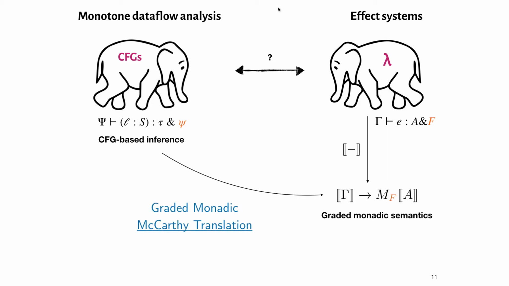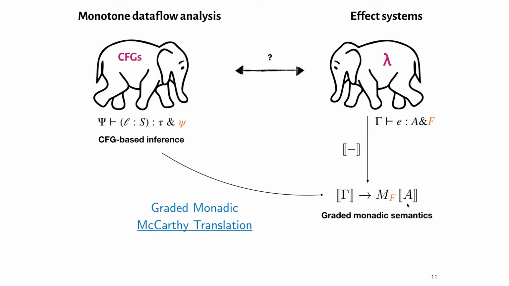So in the paper we show that you can characterize monotone data flow analysis in such a way over control flow graphs that they can then be translated over into a graded monadic semantics by just following McCarthy's translation from imperative programs into functional programs. So we take this classic transformation, but we map to a graded monad space. We show that this gives us a sound way to transport across classic data flow analysis into this functional world and map these classic data flow analyses down onto the grades of a graded monad.